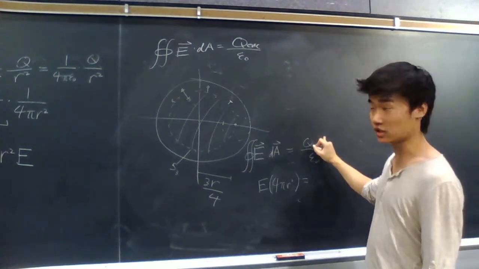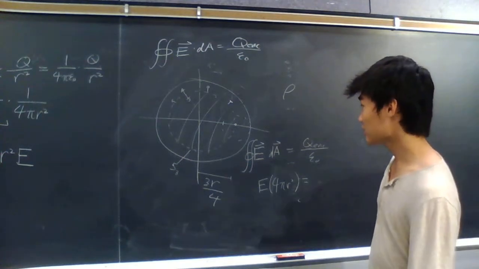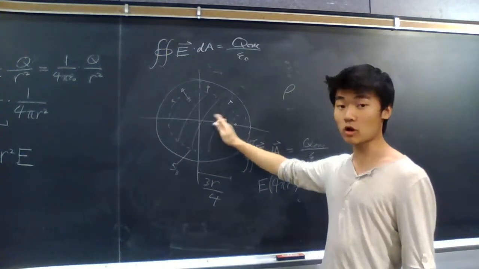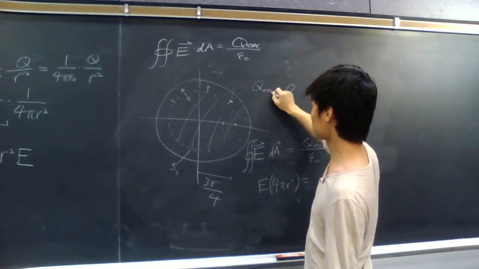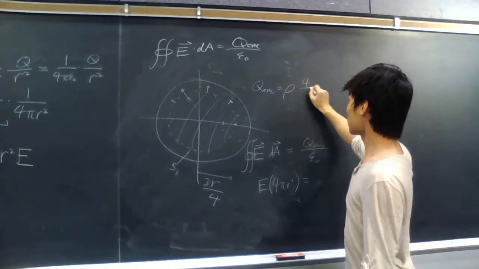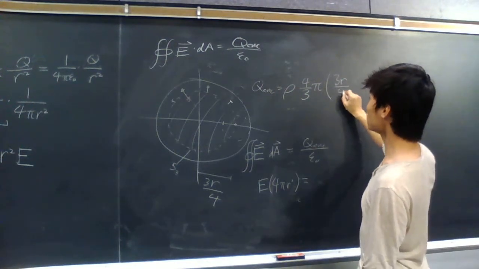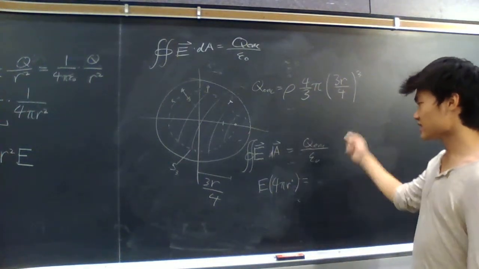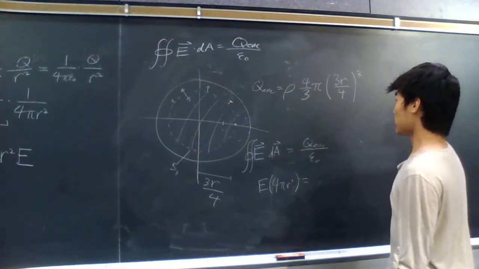But now we have to be careful with Q enclosed, because it's not rho times 4/3 pi r cubed. Because we're not considering all of the charge in this sphere. We're just considering all of the charge in this smaller one. So Q enclosed actually equals the charge density times 4/3 pi times (3r over 4) cubed. And then it's easy and we can find the electric field due to it. Oh, we have to do it anyway, so let's carry it through.